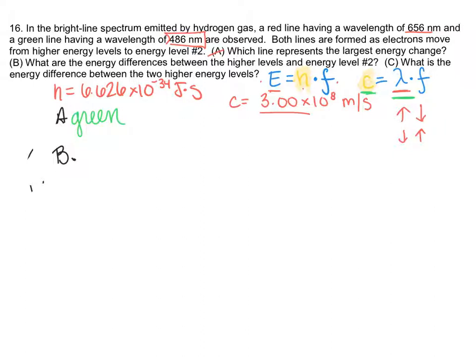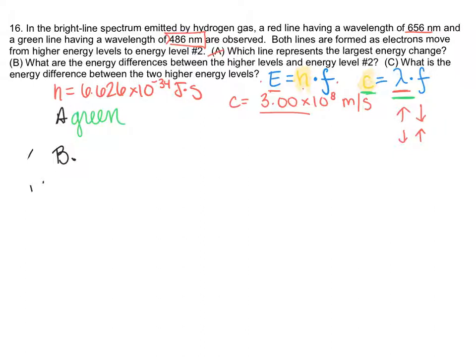You can start this one of two ways again. Just pick a wavelength and solve for the frequency and then find the energy, or just find the frequency of each, then find the energy of each for part B here. So I'm just going to work all the way through red and then all the way through green. I'm going to start with green.